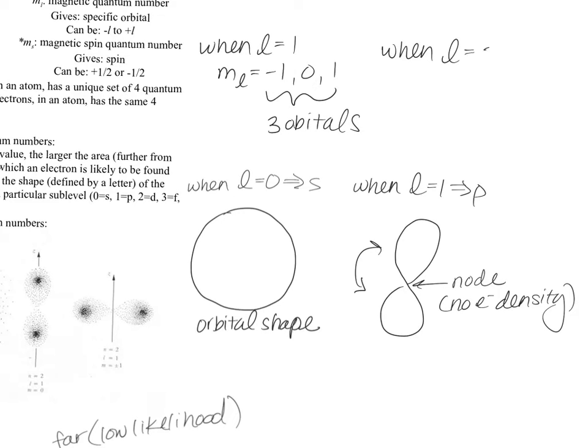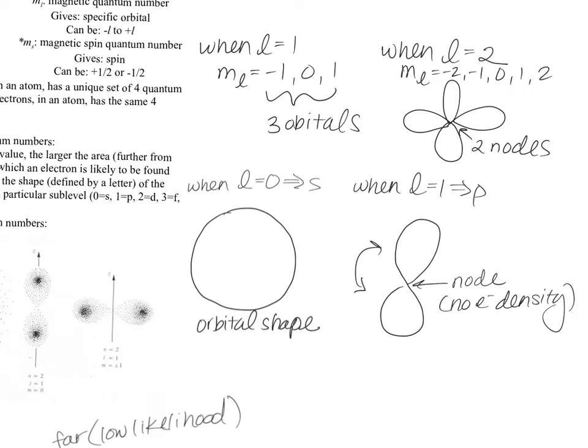When L is equal to 2, that corresponds with letter D. This is kind of like the shape of a flower. There are 2 nodal planes. That means there's 2 areas where the electron cannot exist when it's in a d orbital. When L is equal to 2, m sub L can equal negative 2, negative 1, 0, 1, and 2. So there are 5 different orbitals in L equals 2. There's also F and G, but they are not necessary to refer to here.